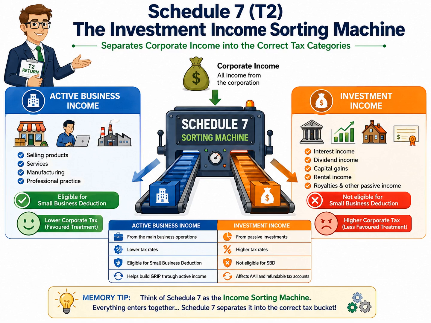The key takeaway is that Schedule 7 does not create income, it simply classifies income into the correct tax category. Once this classification is complete, the rest of the T2 corporate tax return can apply the appropriate tax rules. A simple way to remember this is to think of Schedule 7 as the income sorting machine. All corporate income goes in together, and Schedule 7 sorts it into the correct tax bucket before the corporate tax calculation continues.